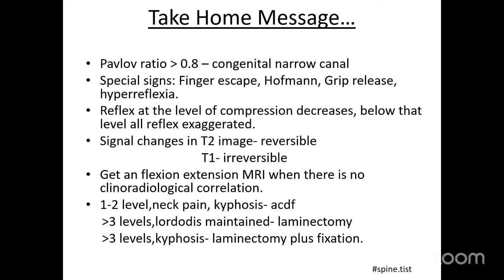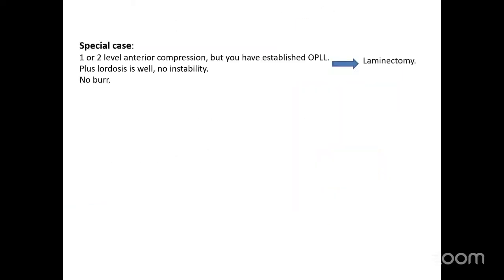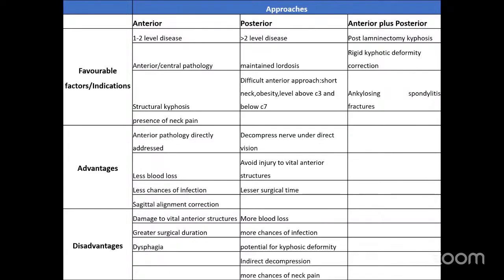So, any questions regarding myelopathy, or you want to discuss anything else regarding management? There is a point of neck pain. If there is neck pain, we will go for anterior approach. So if it is more than 2 levels and lordosis is present and there is neck pain, then we will also go for anterior approach, right?